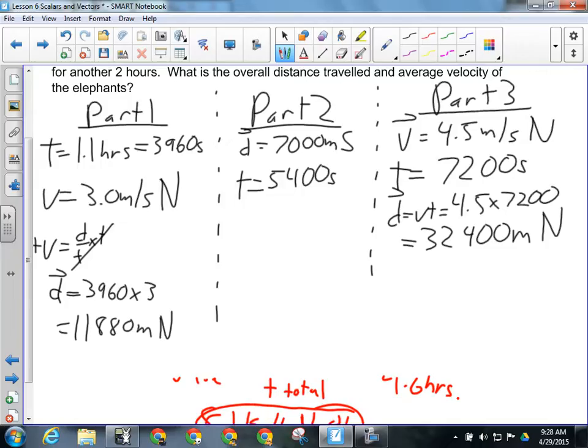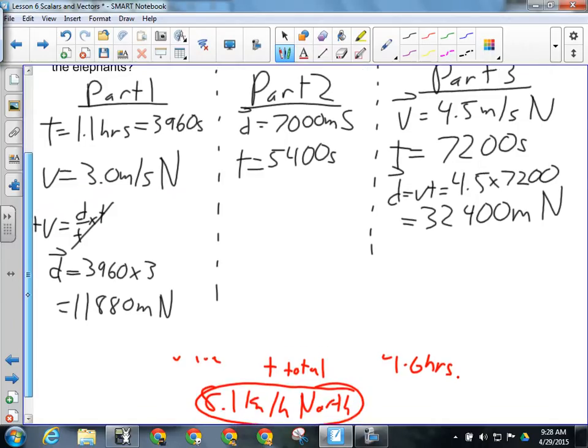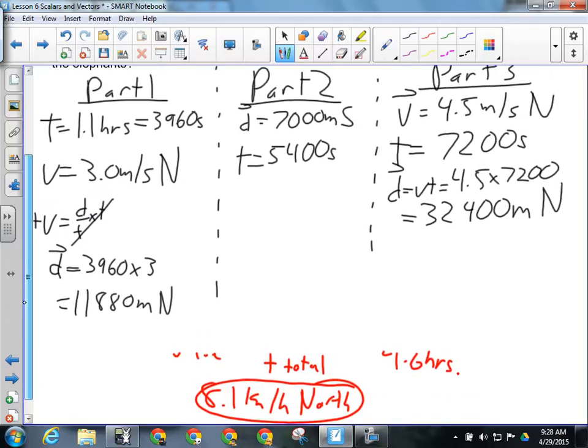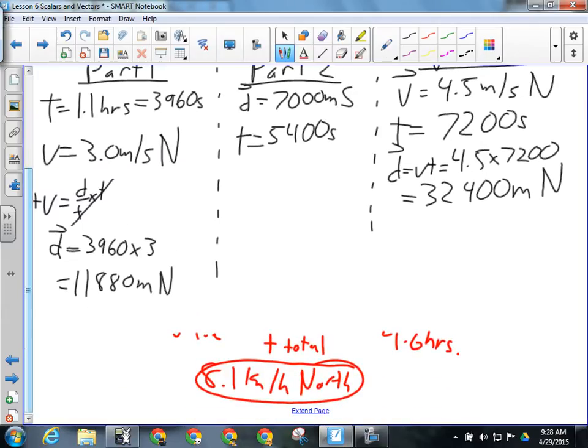That'll help me get both the total distance traveled as well as later calculate the average velocity. So let's do part A first. We want to find the overall distance traveled. Well, the overall distance traveled does not care which direction they went. So all I have to do is add the displacements from each section regardless of which direction they went. So D total, and notice I did not put an arrow over this D because it's distance, equals 11,880 plus 7,000 plus 32,400.